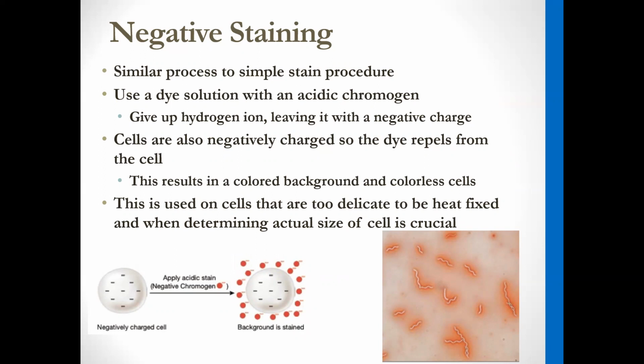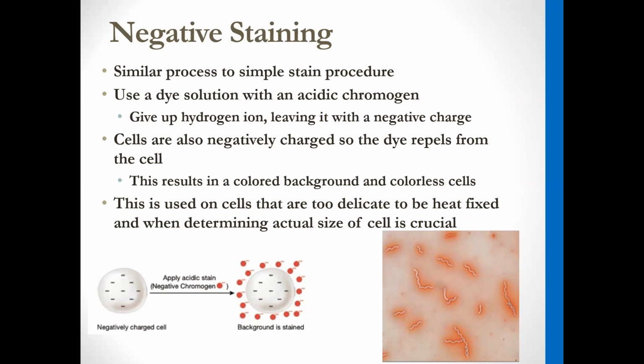So we need to be able to visualize the cells as they are. And so how we do that is we use a negatively charged dye. Okay. And so what happens is by using a negatively charged dye or an acidic stain, you are going to introduce this negatively charged colorful stain to your negatively charged cells. Well, what happens when the charges are similar, right? They're going to repel.